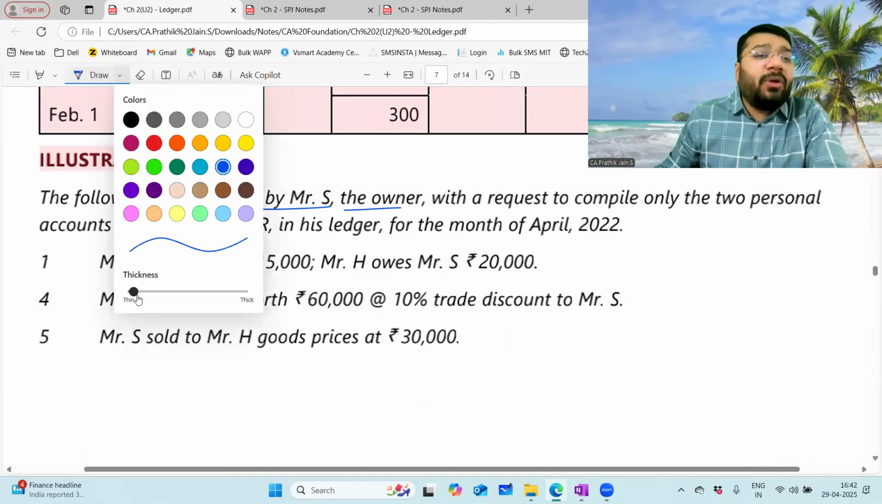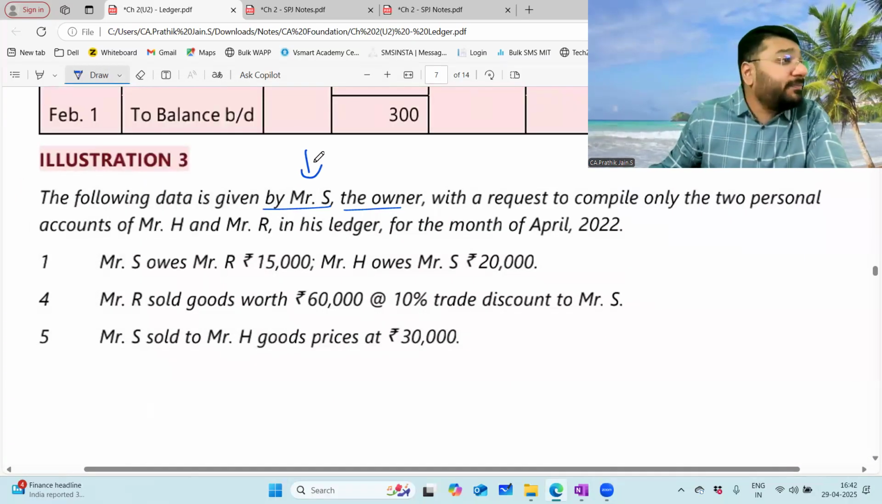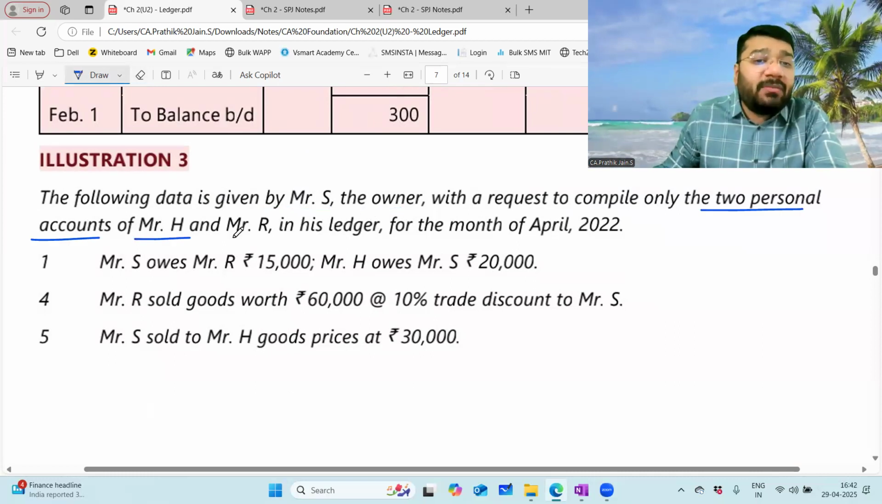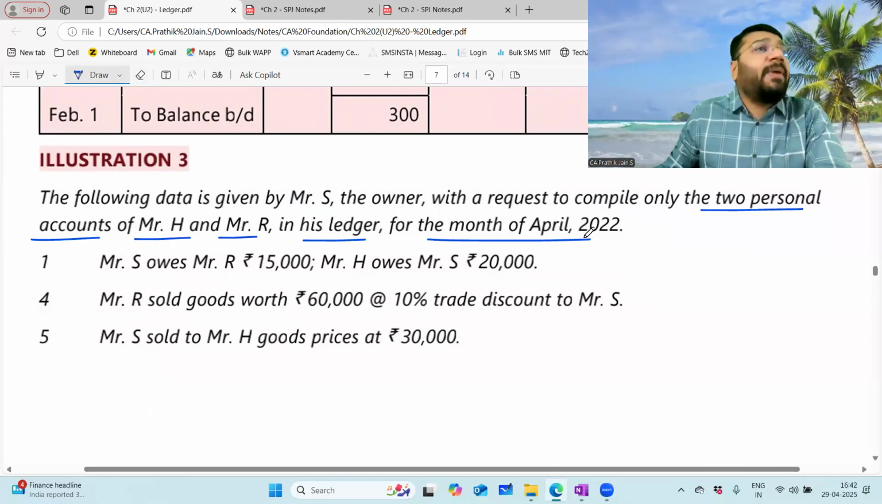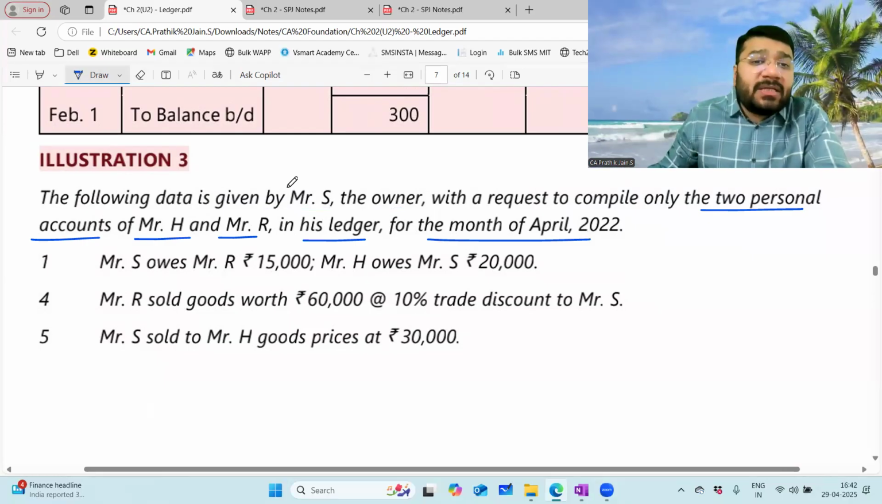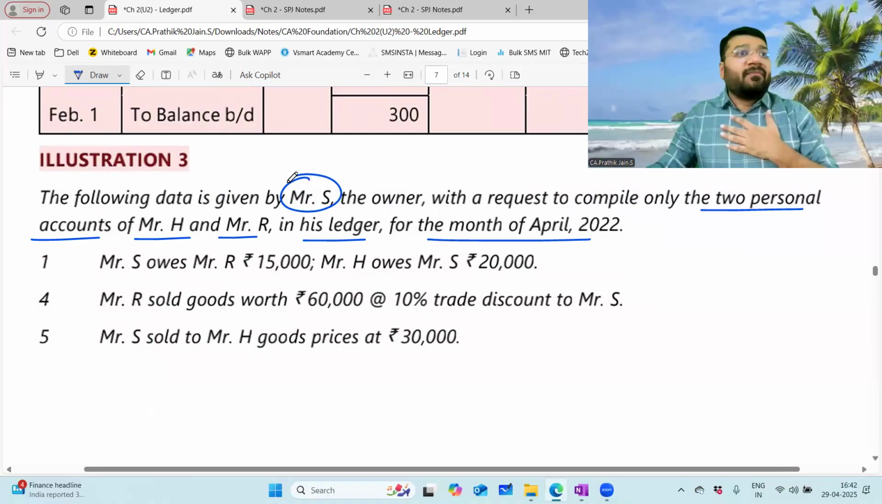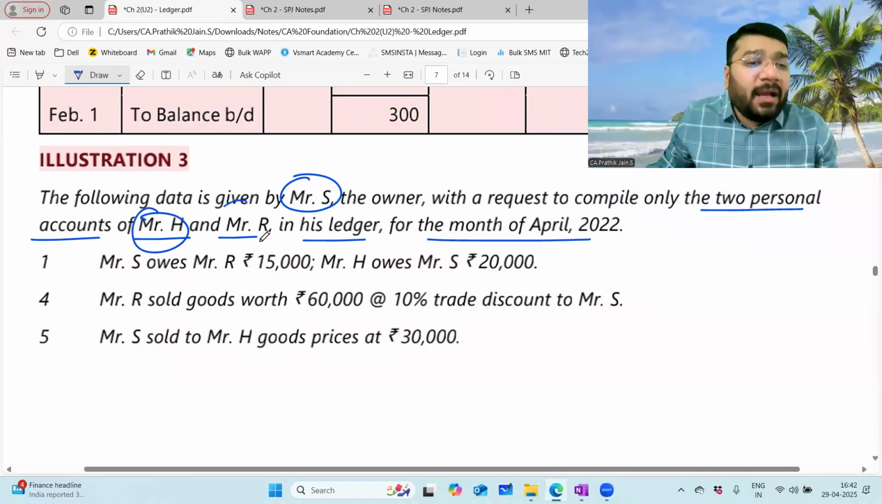So now please tell me, if I'm doing accounting, or if we are doing accounting, can I say we are the accountant of Mr. S? Correct? Okay. With the request to compile only two personal accounts of Mr. H and Mr. R in his ledger for the month of April 22. So what are they trying to say? This person, Mr. S, is telling that, sir, I've done all the accounts from my side, but two party accounts I'm not able to prepare.